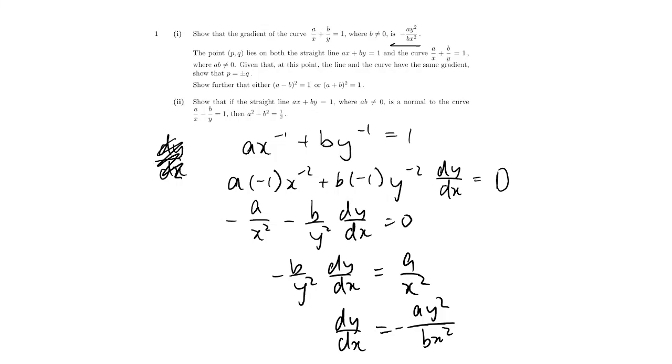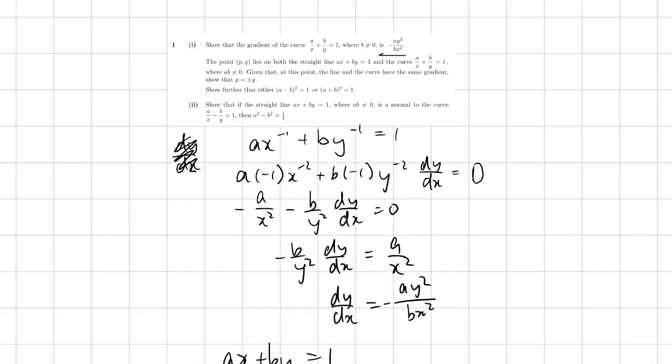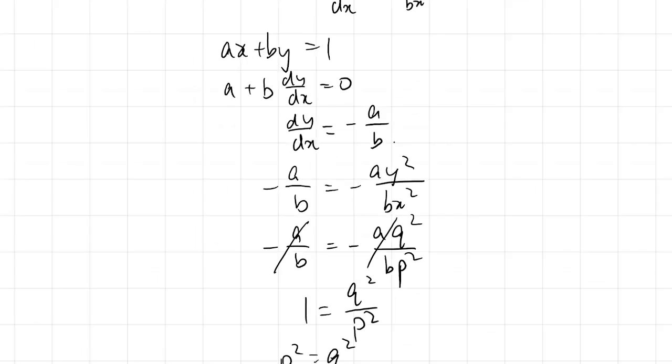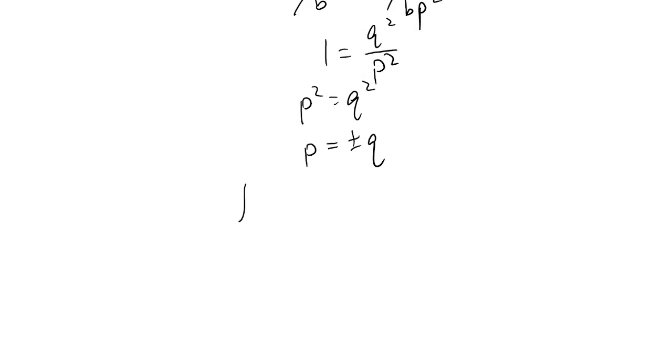So we know from the last paragraph that p equals plus or minus q. We might be using that fact here. Because (p, q) is a solution to the two equations, since the point (p, q) lies on both the straight line and the curve. So (p, q) would be a solution to the simultaneous equations ax plus by equals 1 and a on x plus b on y equals 1.